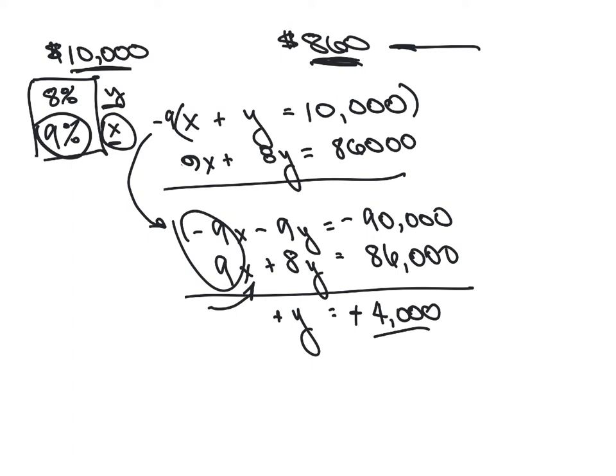So what does the question ask us? How much was invested in each account? So that's all I needed to know. 4,000 in one account, 6,000 in the other.